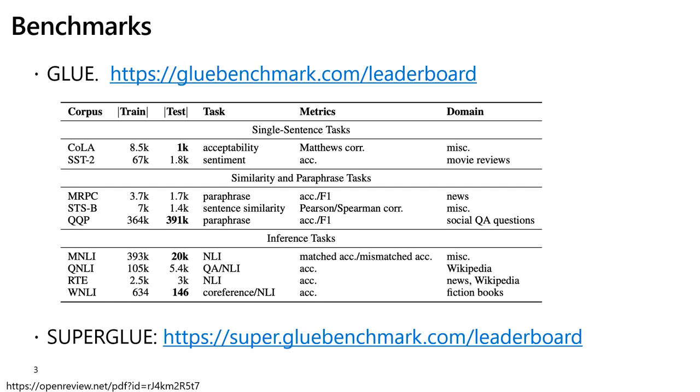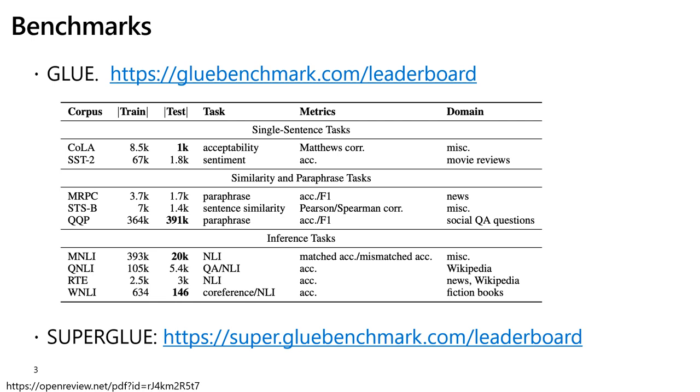In GLUE, there are three types of tasks. The first one is the single sentence classification task. For example, in the movie review dataset, the sentiment task is to classify a piece of review text as positive or negative. The second is the similarity and paraphrase task. The input is two segments of text. The output is how semantically similar these two segments are. The last is the inference task, which is to determine whether the hypothesis follows the premise or not.